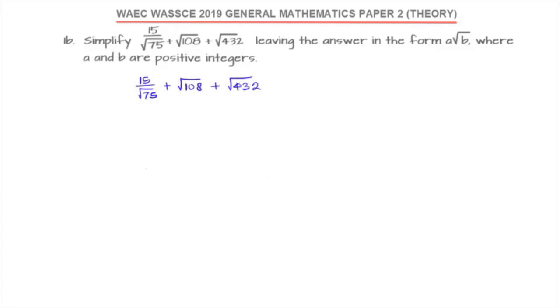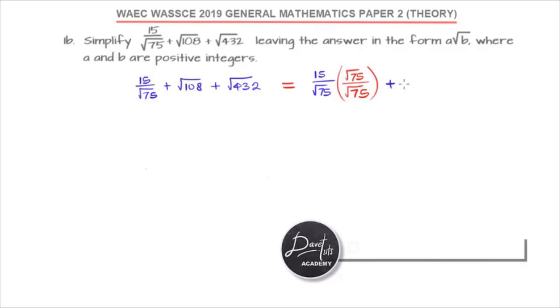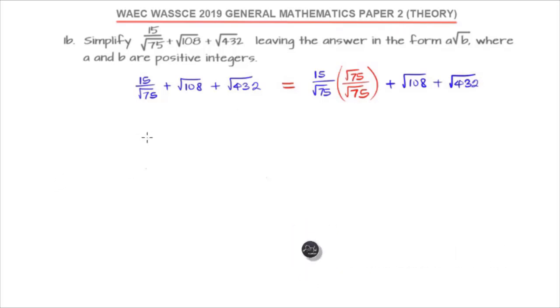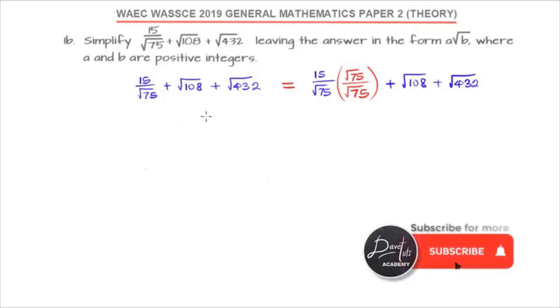The simplification will start with dealing with the denominator that is having a surd, and looking at that, we're having root 75. This expression is going to be the same as 15 over root 75 multiplied by root 75 over root 75. Now, root 75 over root 75 is as if I'm multiplying by 1, and any number multiplied by 1 is not having effect on it. So it's not as if I'm changing anything, but this will help me to knock out the surd at the denominator of this particular expression.